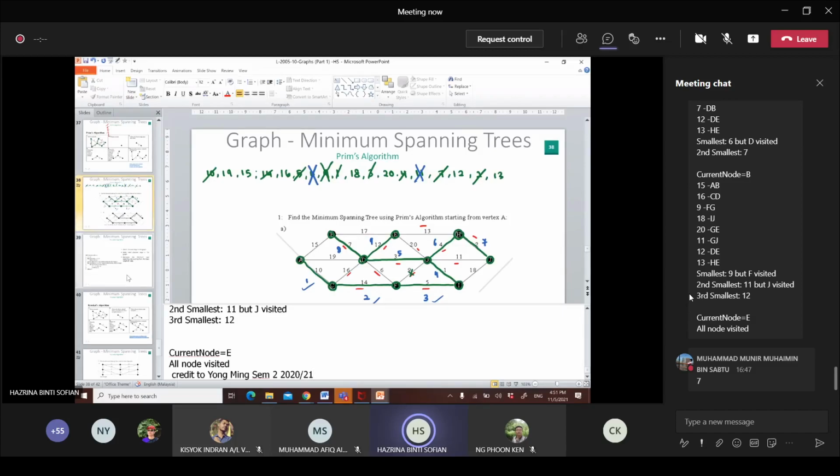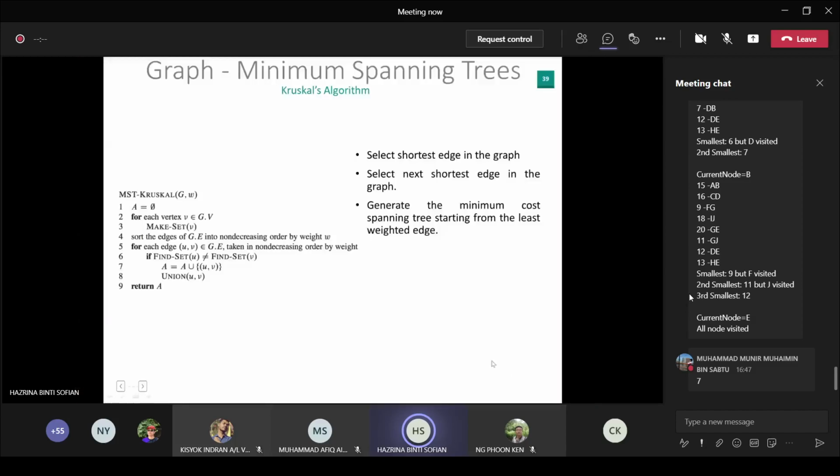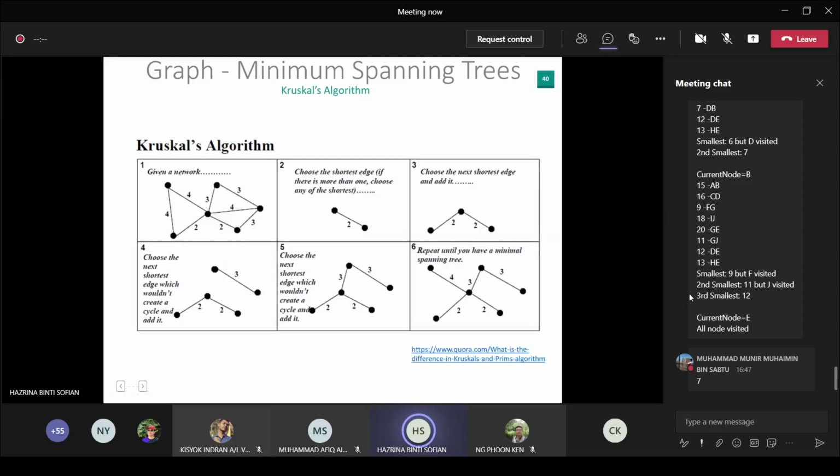Okay. Now, lastly is the Kruskal. So this is the algorithm. First, we need to select the shortest edge in the graph. Then, second, we select the next shortest edge in the graph without having to consider the connection. Lastly, we generate the minimum cost.